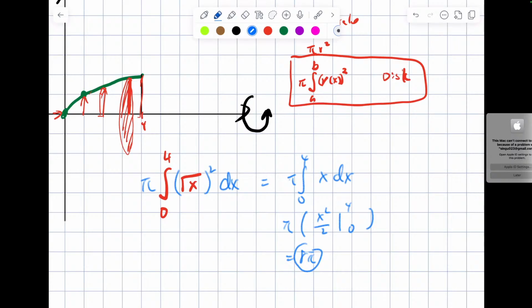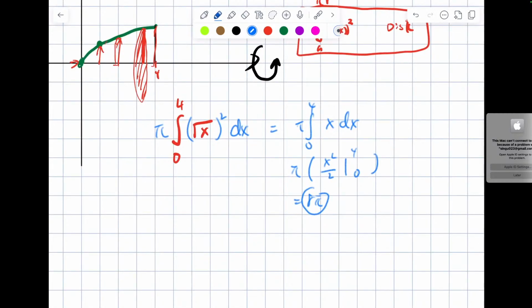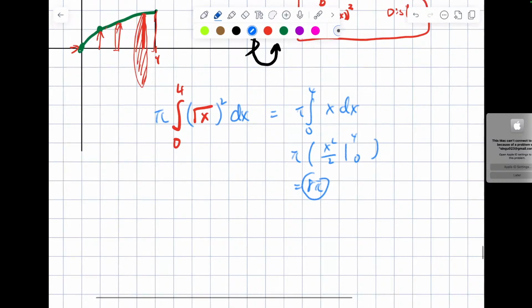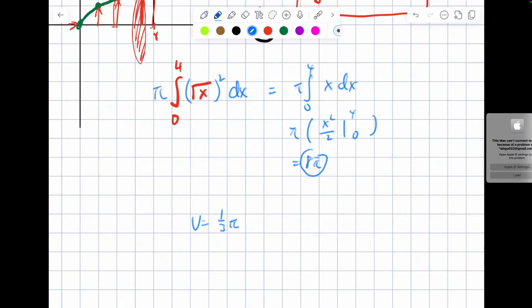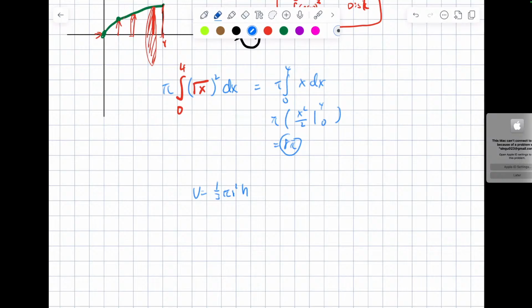You say, I don't believe you. That's fine. You don't have to believe me. We know the volume of a cone, right? The volume of a cone is 1/3 pi r squared h, right? Okay. So 1/3 pi r squared h. So how do I, using the disk method, find the volume of a cone? What kind of equation should I use?